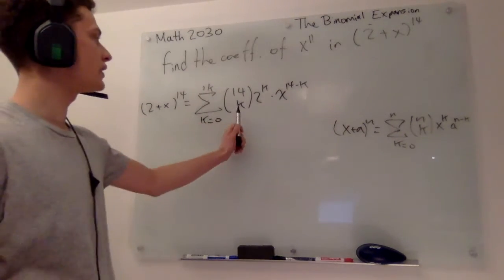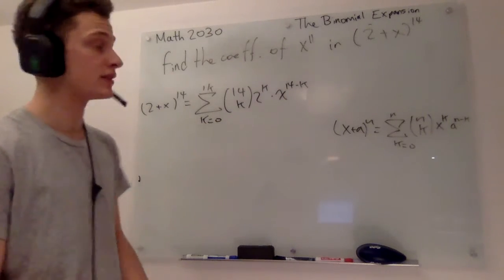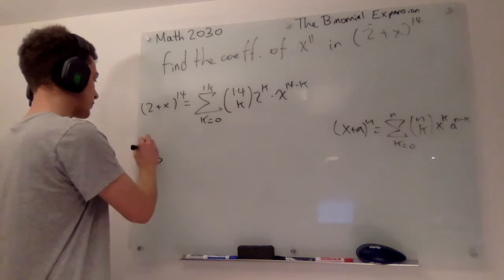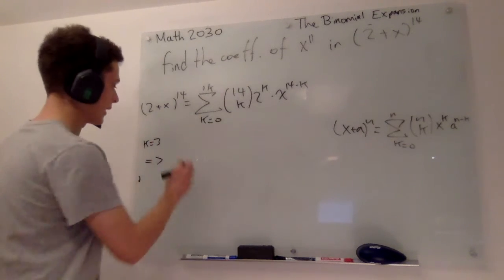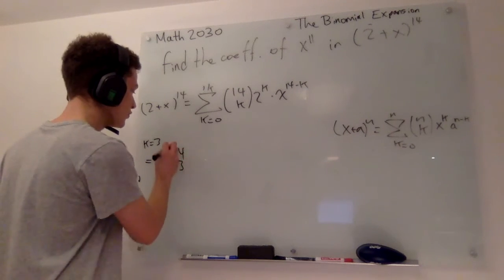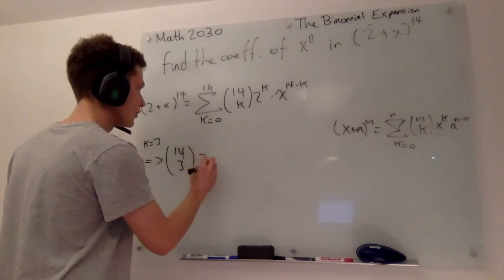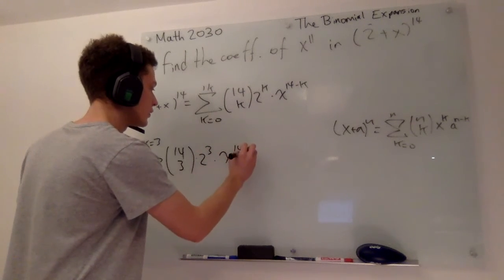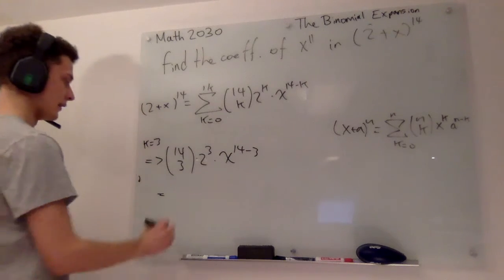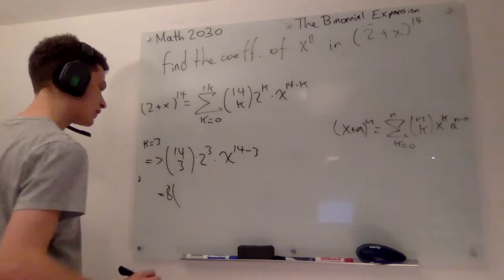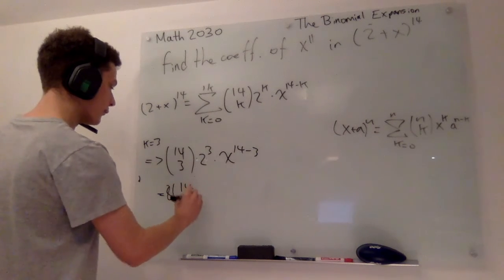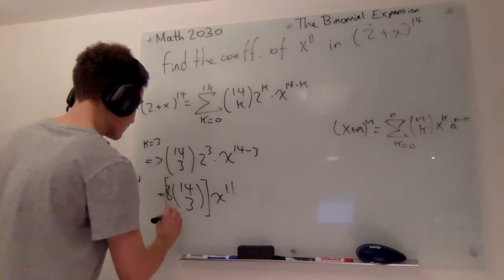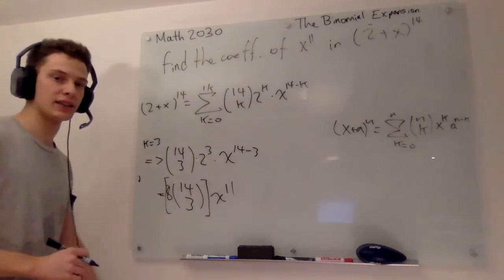we get that when k is equal to 3 because 14 minus 3 is equal to 11. So let's plug in k equals 3 and see what we get. We'll have 14 choose 3 times 2^3 times x^(14-3). And this will give us our coefficient, 8 times 14 choose 3, of x^11, as desired. And that's our final answer.